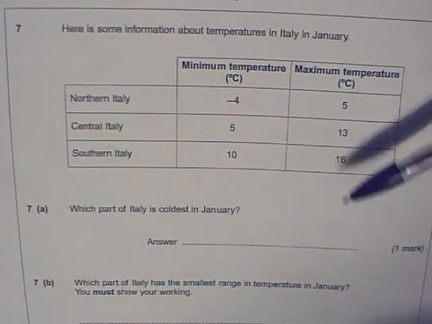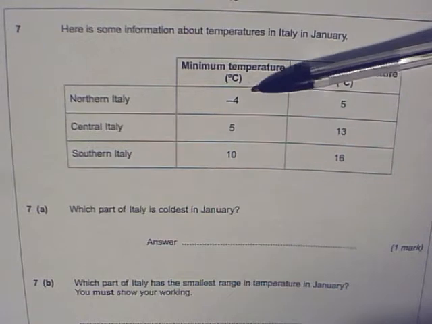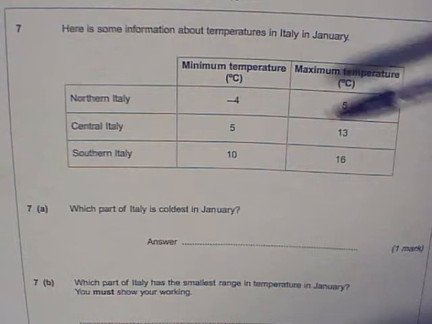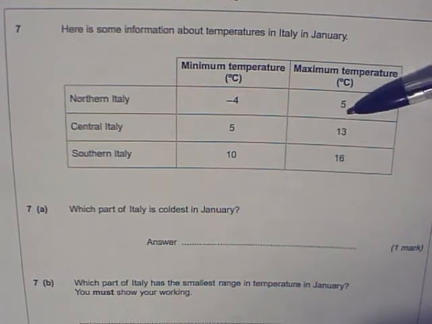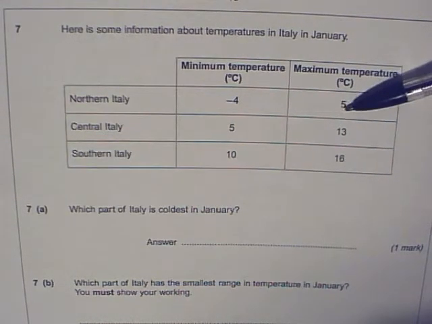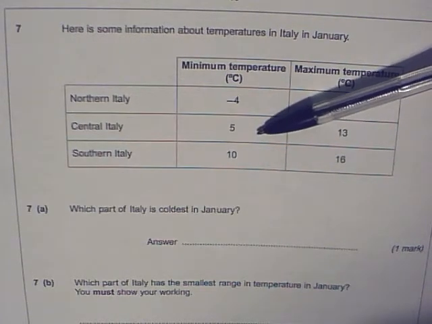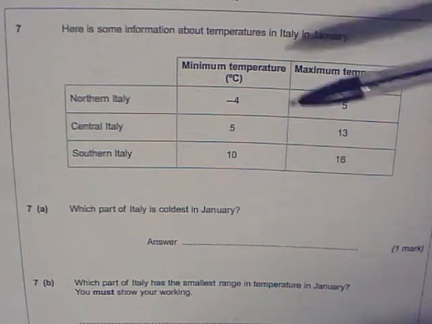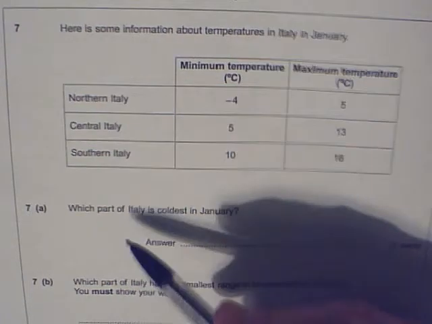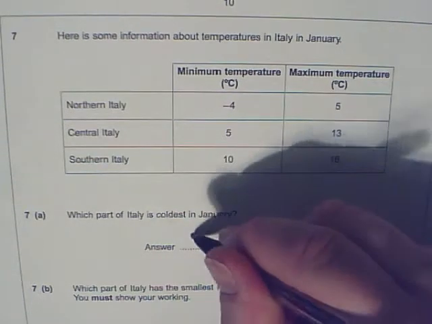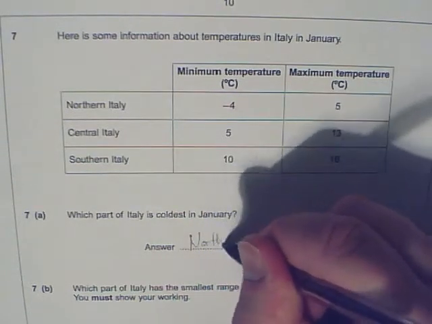Well, the lowest temperature here is -4 degrees in northern Italy. That's the lowest temperature, and it's also got the lowest maximum temperature. Even the maximum temperature is just the same as the minimum temperature for central Italy. So it's definitely northern Italy. The question is, which part of Italy? The answer is not going to be a number, it's going to be northern Italy.